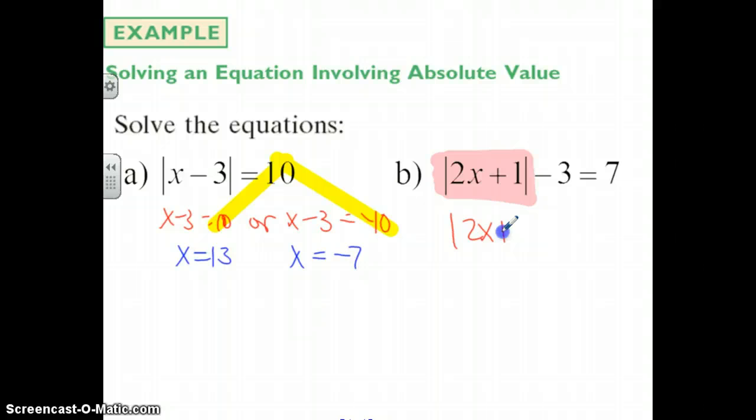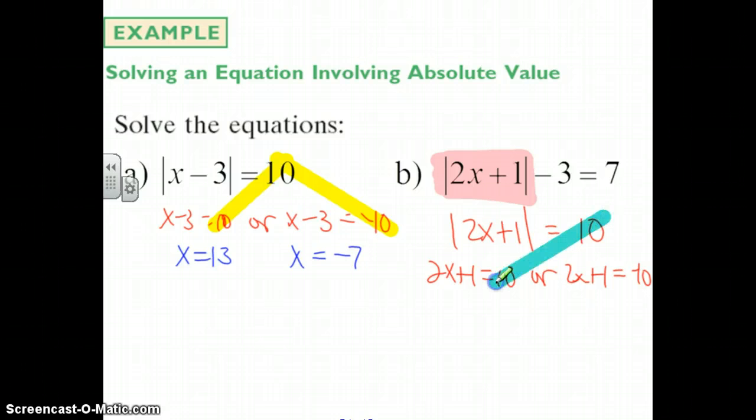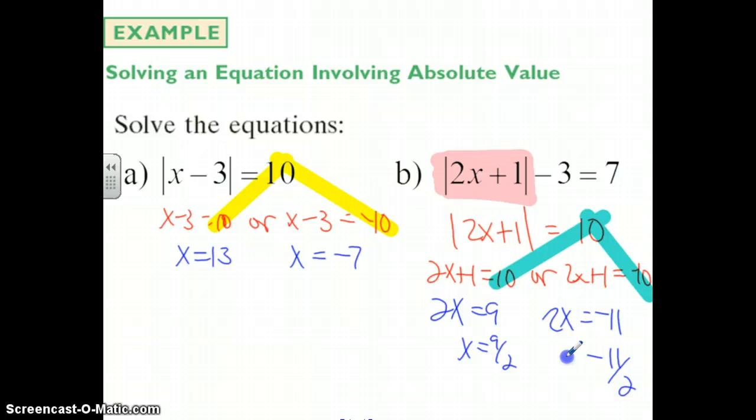So this is the absolute value of 2x plus 1 is equal to 10 if I add 3 to both sides. And then I'll do the same process. 2x plus 1 equals 10, or 2x plus 1 equals negative 10. Same process as before. I say, hey, the absolute value could be 10, or it could be negative 10. So finishing this up, I get 9 halves, or let's see, what is that, negative 11 halves? So again, two answers.